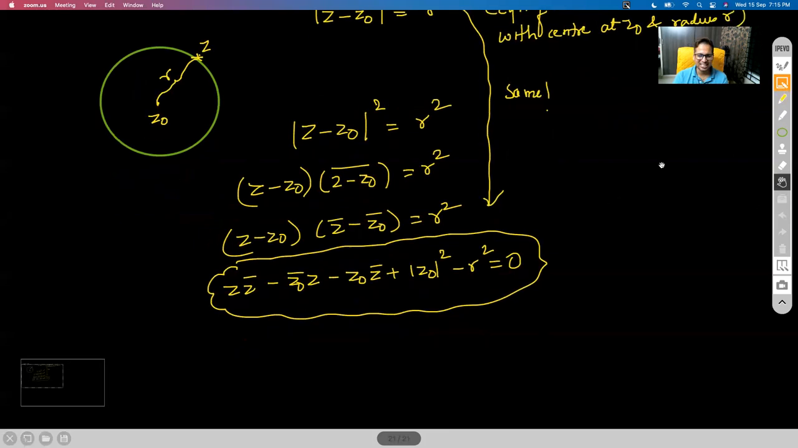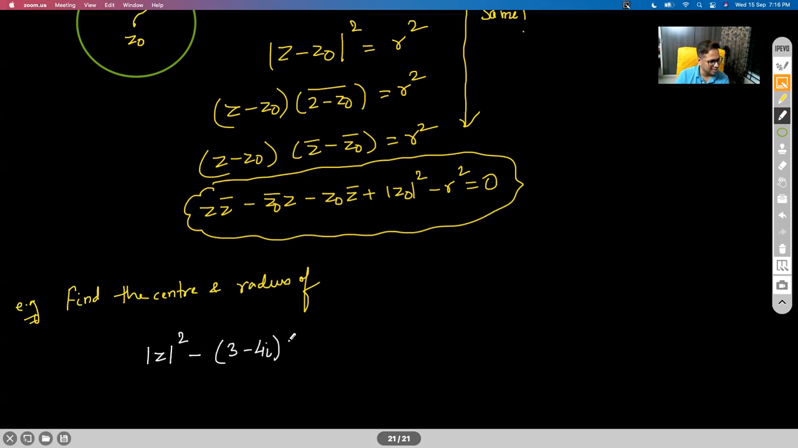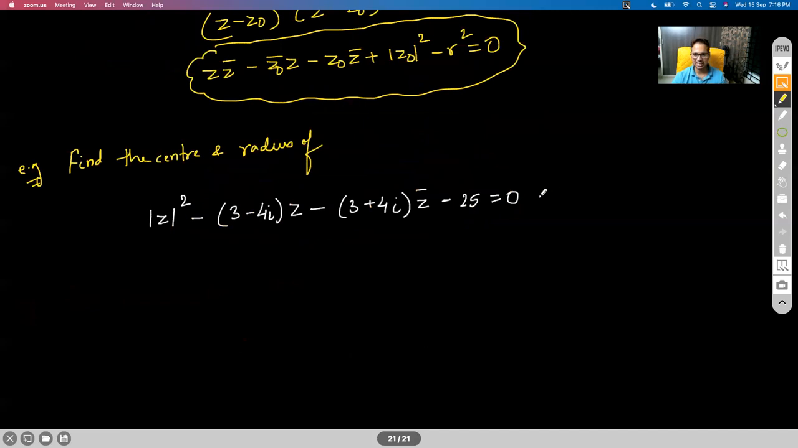There was a question, I think, in one of the CET papers. I'll just take an example of that question. Find the center and radius of the circle mod Z square minus 3 minus 4 I Z minus 3 plus 4 I Z conjugate minus 25 equal to 0. Please solve this question. Find the center and radius of this circle equation.